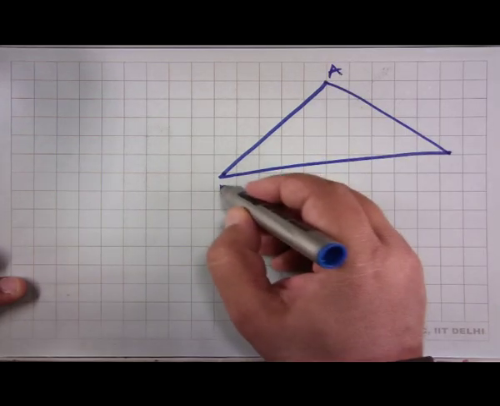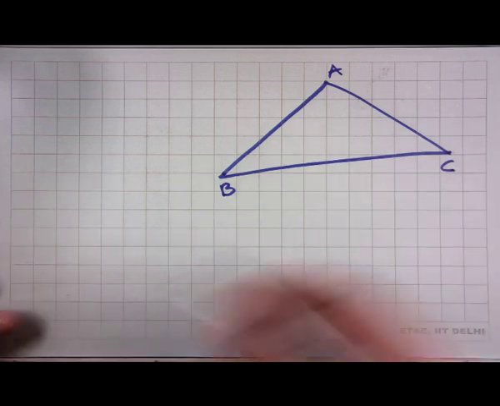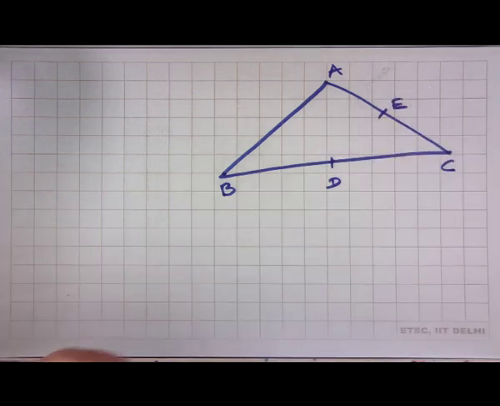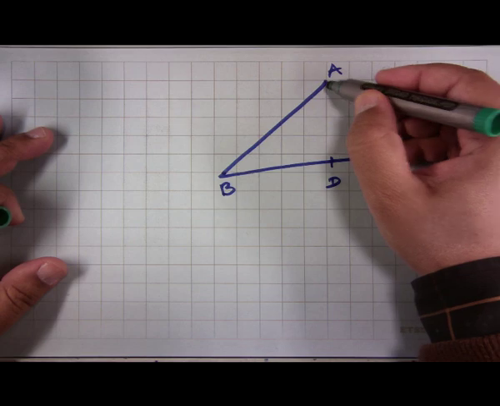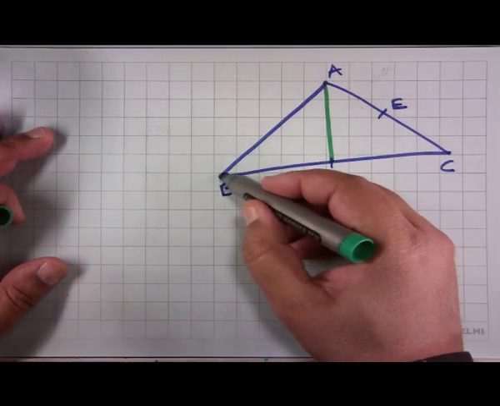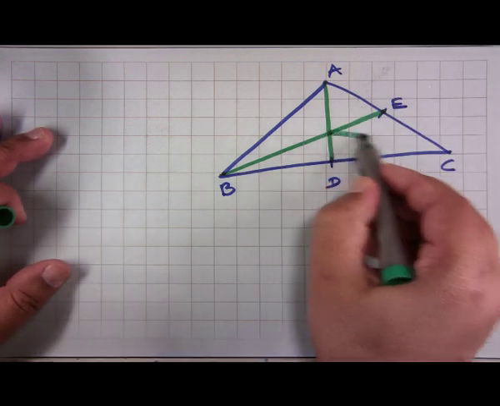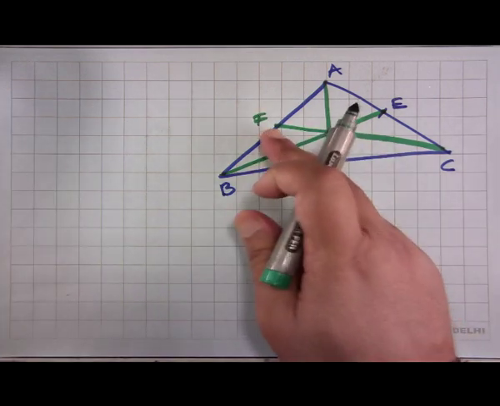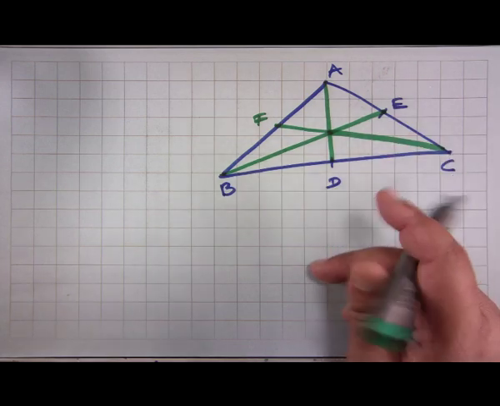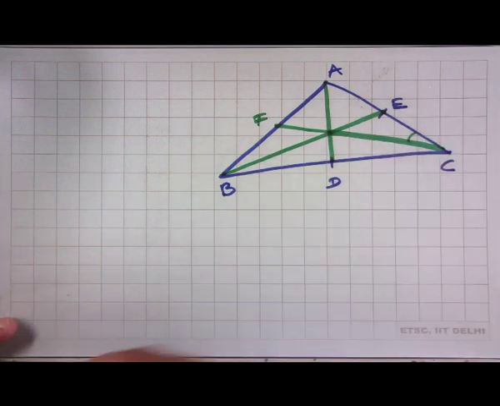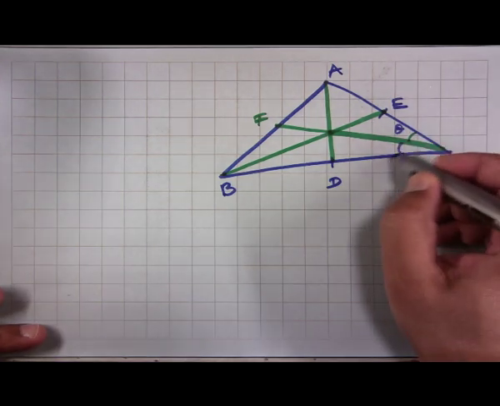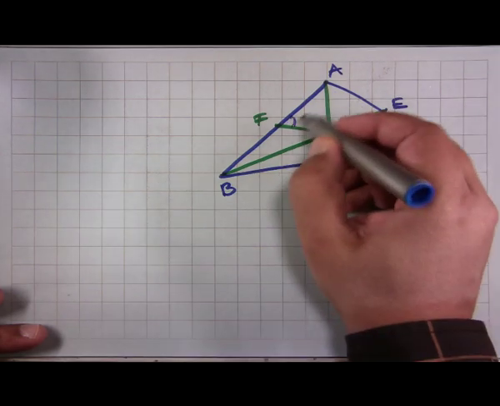So, A, B and C, the midpoints D, E and F, so these are the three midpoints. We have already calculated the value of theta in the previous slide. Let us now calculate the values of beta and alpha.